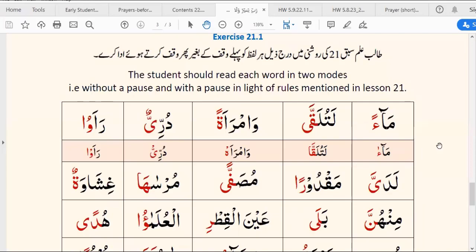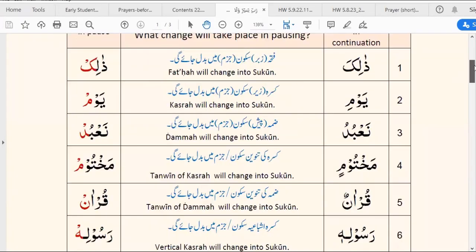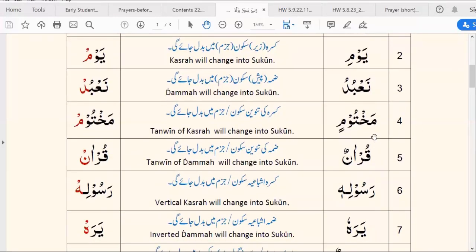Okay. What we'll do now is I'm just going to go up and we will go to a new rule. So right now we looked at how fatha, kasra and dhamma in waqf, all that happens is they're replaced with a sukoon. Now I'm going to move on to rule 4. And here it says tanween of kasra will change into sukoon. So basically, this word makhtumin in waqf, this comes off the kasra tanween and it's replaced with a sukoon, and here we have makhtum. And the example of the exercise that we're doing, I'll show you the example of that. It's here.